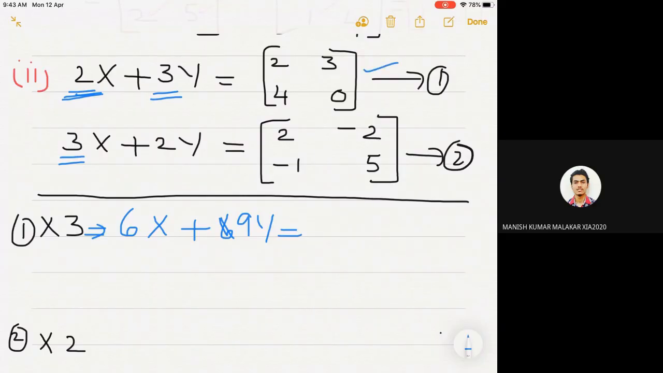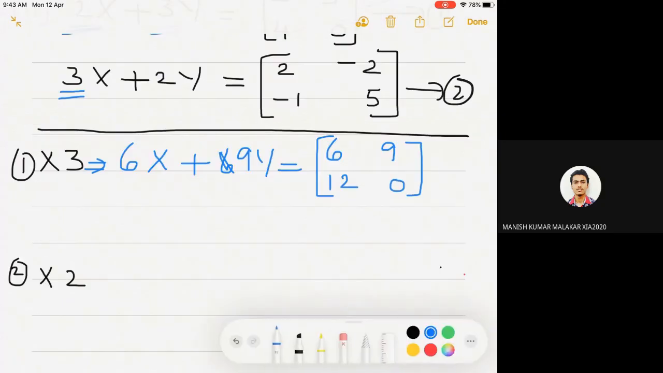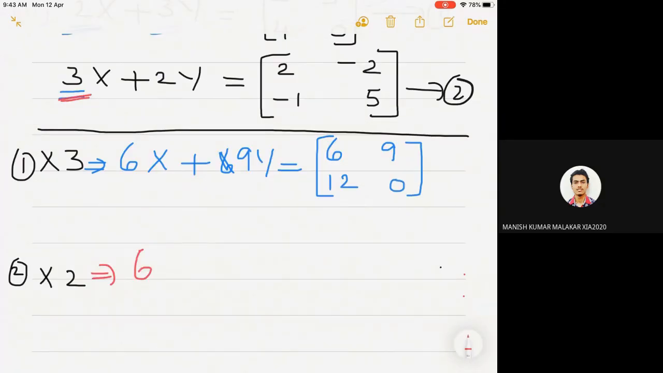A matrix multiplied by a number is a scalar multiplication, so every element you will multiply by 3. So we'll get 6, 9, 12, 0. Correct? And writing this multiplied by 2, you will get 6x plus, multiplied by 2.